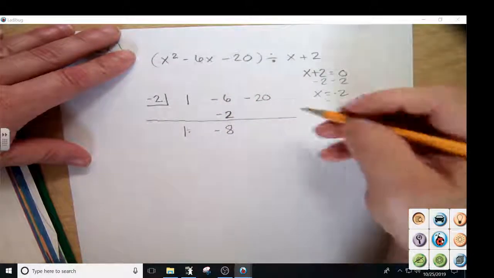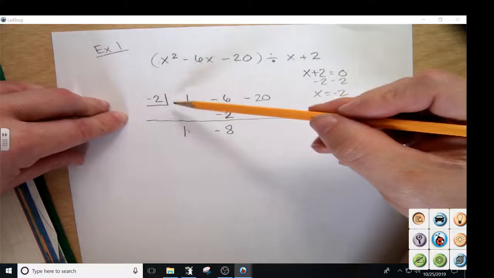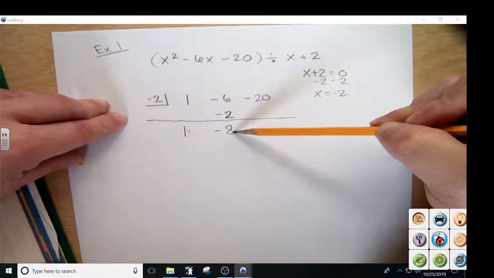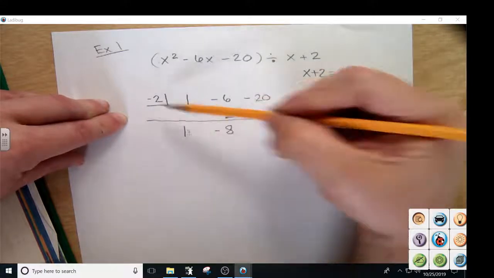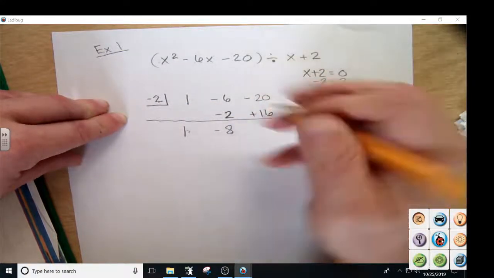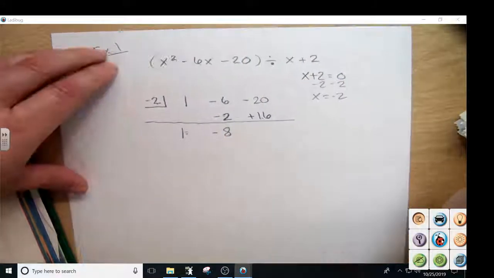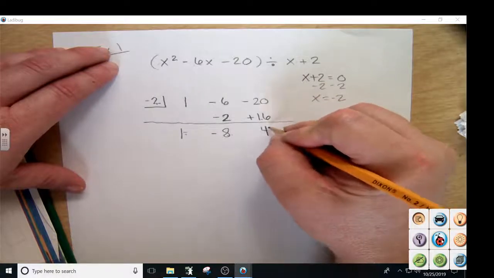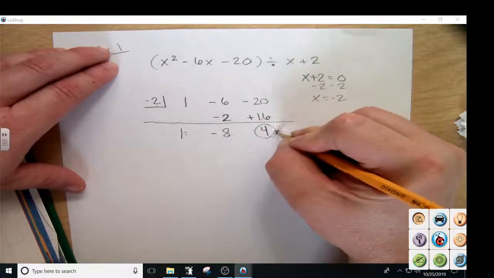Then you're going to do the same thing again. You're going to take negative 2 times this number, and put the product here. So negative 2 times negative 8 is positive 16. Now, if we add this, that is 4. This is what you call your remainder.